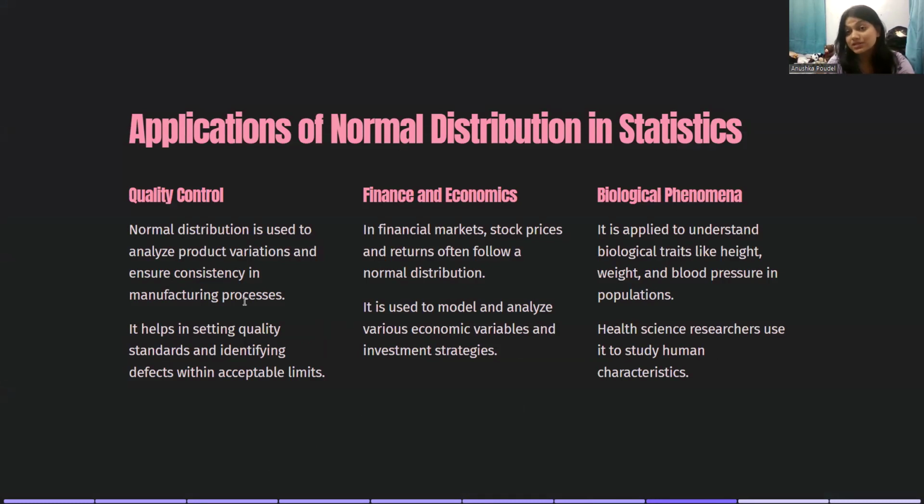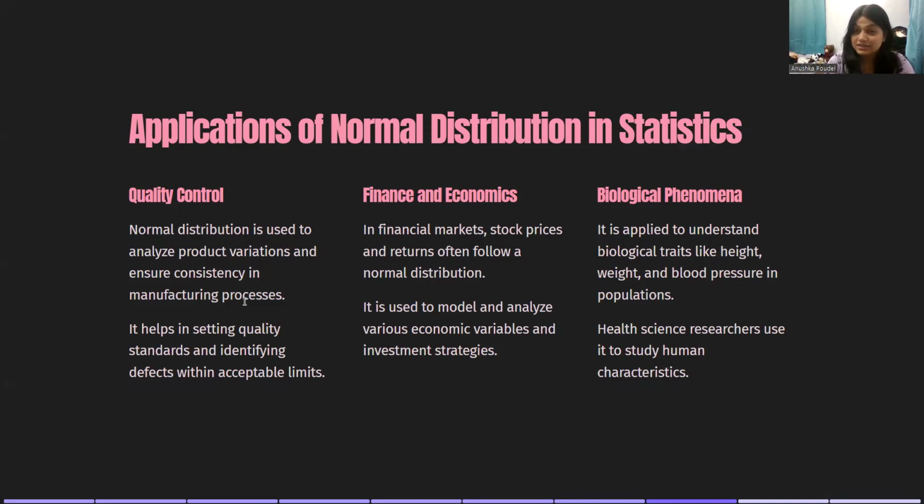Quality is basically how sturdy, how good the product is. It is to know the qualities, the characteristics of a product, and we can do it by normal distribution analysis. It helps in setting quality standards and identifying defects within acceptable limits. All of this can be used in different industries to make sure that the product they're manufacturing is of the best quality to be served to us as consumers.